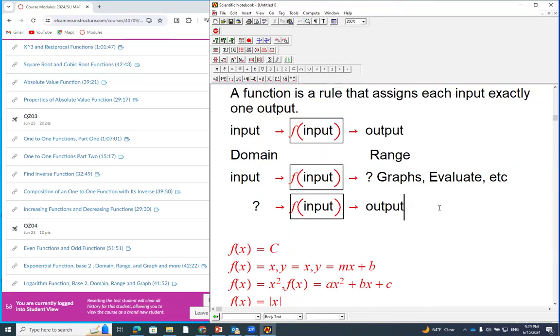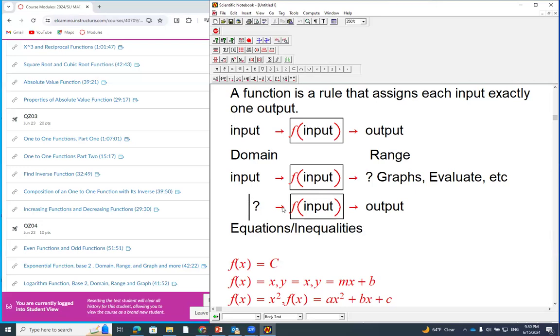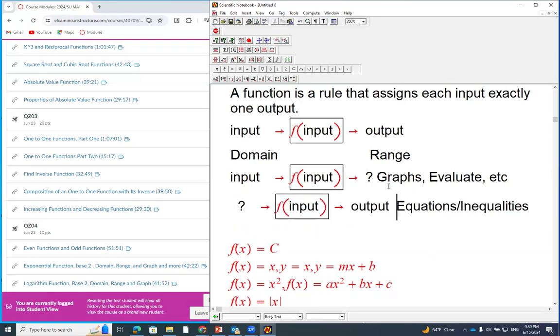And the second category is something called equations. We're solving equations. If we only know the output, we don't know the input, we'll be solving equations or inequalities. So that's the second category of questions. All of the mathematical questions we are doing in this semester are either from input to find output or from output to find input. Is there a third type? No, there's not a third type.